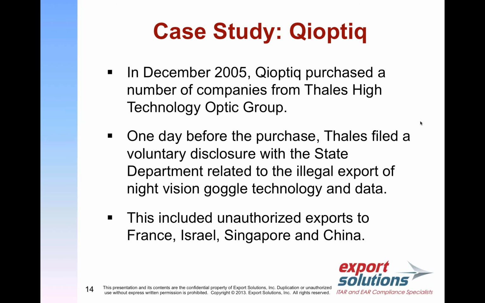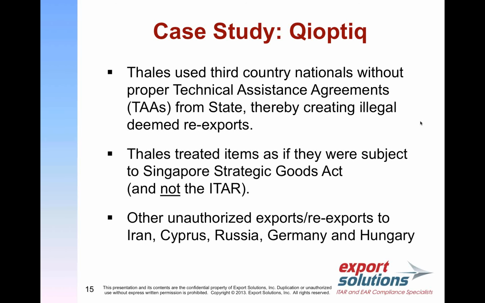And they use third-country nationals working for them without technical assistance agreements. We'll go into a little more detail on what deemed re-exports are, but these are not actually sending something overseas. This is giving someone technical knowledge. So it's basically from you to this person who is not a U.S. person. And there's supposed to be some kind of controls over it, in this case, a technical assistance agreement. They violated that.